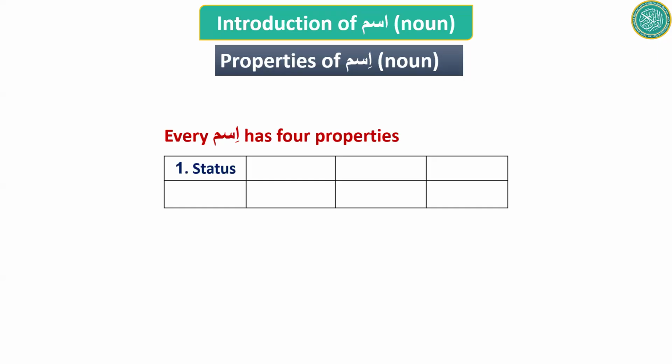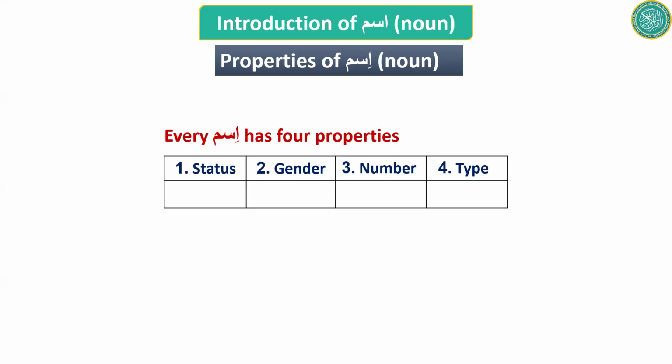First property is called status. Second is called gender. Third is called number. And the fourth is called type. So this is the next thing you have to memorize. First thing was what? The 3 types of words, ism, fail, and harf. This is the next thing you need to memorize. There are 4 properties of an ism. Every ism has 4 properties. And what are they? Status, gender, number, type.